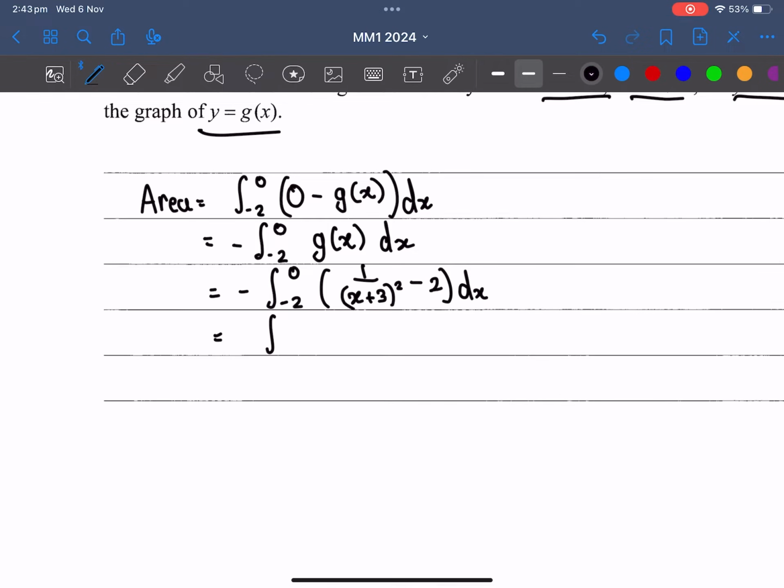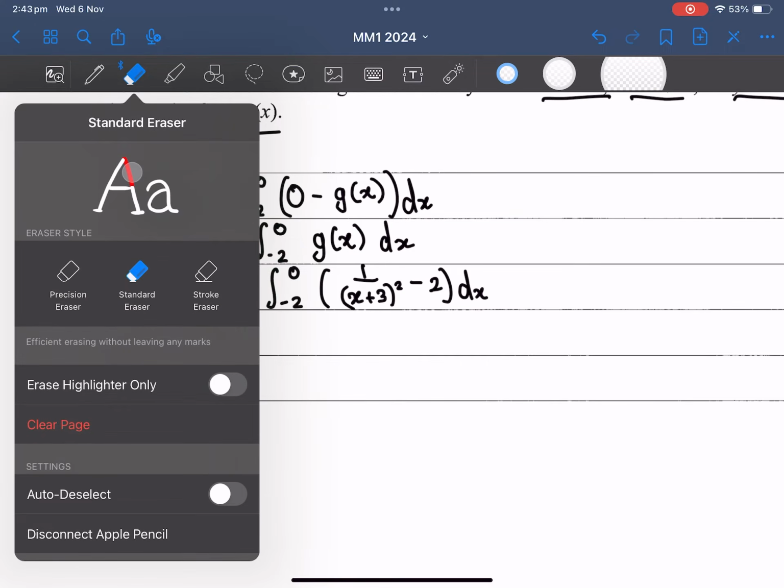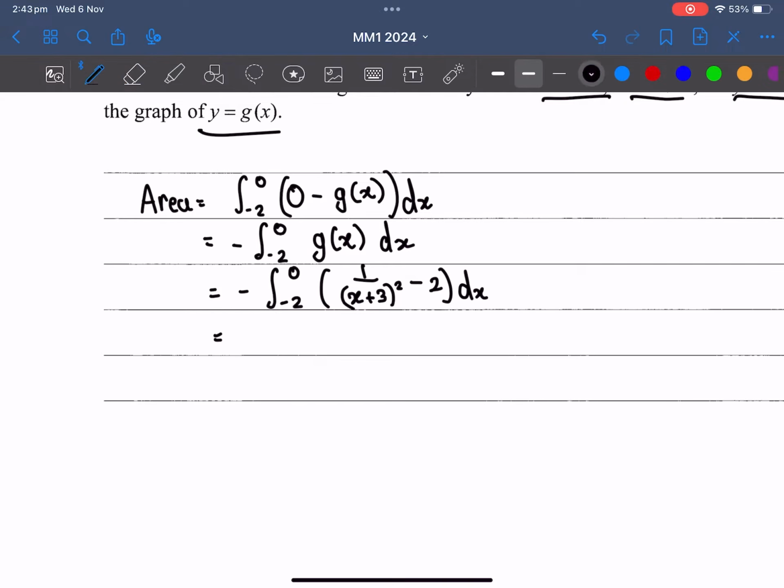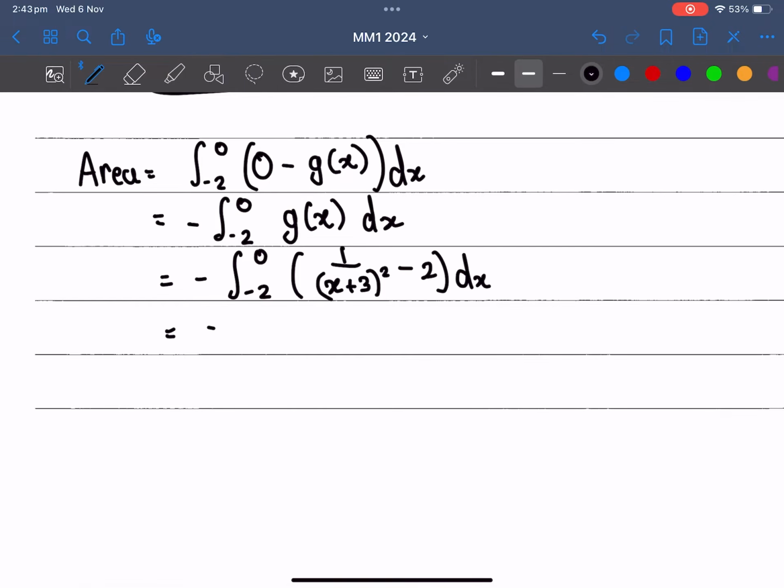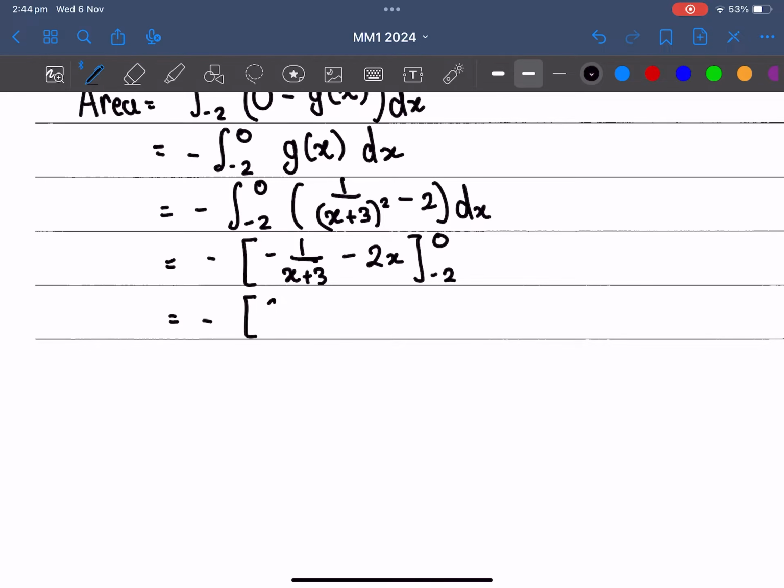So we got negative, let's just integrate this. I don't think we need to simplify it anymore. Okay, let me change my eraser. Okay, there we go. So integrating this, we'll have negative 1 on (x plus 3) minus x squared minus 2x, from -2 to 0. So that will give us negative 1 on 3, which is the first term, and take away, so minus 1 over minus 2 plus 3. So that is simply going to be negative 1. So negative 1 plus 4.